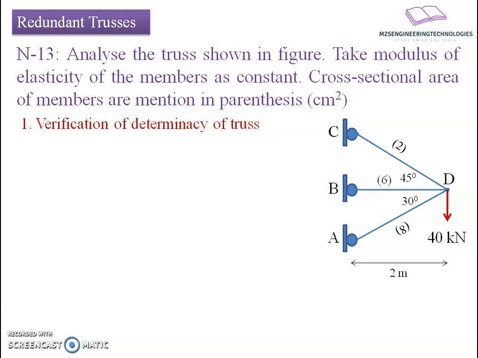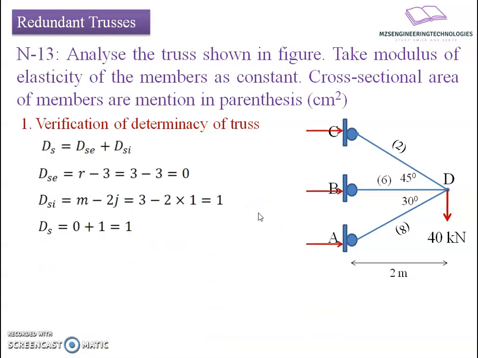The inclination of member CD with reference to horizontal member BD is 45 degrees upwards, whereas the inclination of member AD with reference to horizontal member BD is 30 degrees. This frame has to be analyzed so that we get all the unknown member forces. First we have to verify whether this is a statically admissible frame or not.